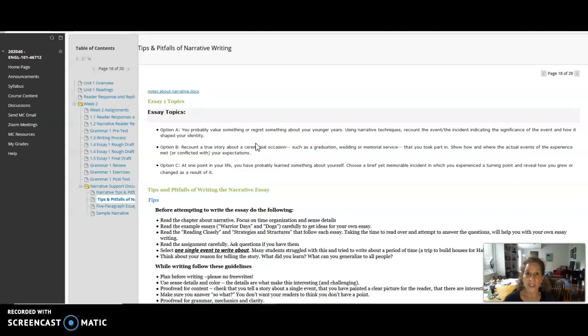The other thing is each one of these focuses on one single event, and this can be a challenge for students because often what happens is you write about a school year or a trip somewhere, and what you really want to think about is one event during that school year or one event during the trip that you took, so that you're not talking about a period of time. This is really important for this assignment, and students have a hard time with it.